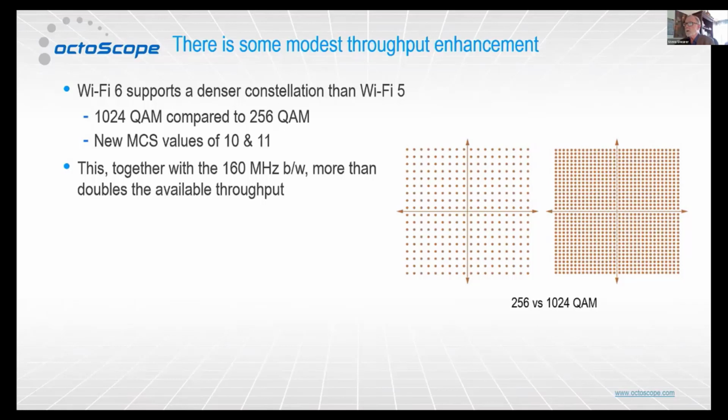Before we go on, I'll just touch on the new MCS values that Wi-Fi 6 brings in. Wi-Fi 5 was 256 QAM. Wi-Fi 6 brings in 1024 QAM, so that's quite a dense constellation. It allows you to convey basically more bits per second, and that together with the 160 megahertz bandwidth really more than doubles the available throughput. So this is also a significant benefit of 11ax.